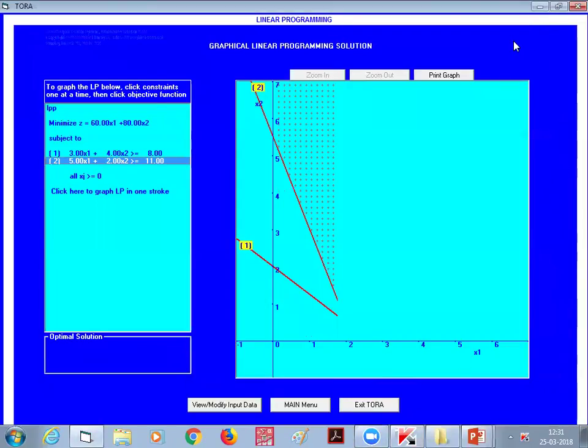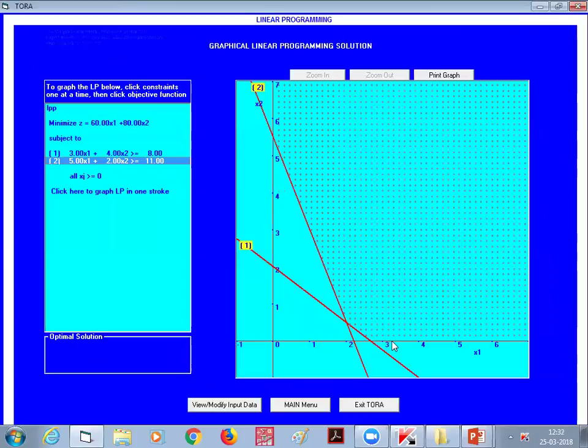You understood this graph part? Okay, so from this graph, let's see how to get the solution. Out of these, there are 3 corner points that can be minimum. We have this point here and this point here, correct? This point is 2.67, 0, and this point is 0, 5.5. So we have 2.67, 0 and 0, 5.5, and the intersection of the 2 lines.